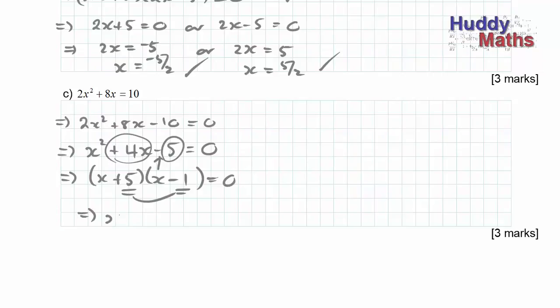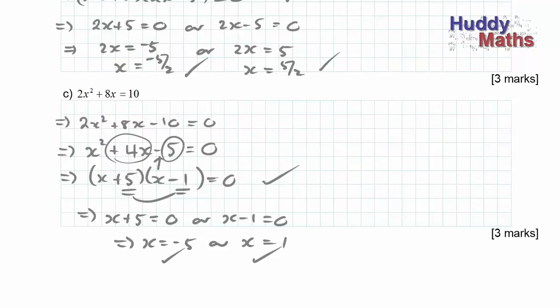Alright, so by the null factor law, the first factor is 0, or the second factor is 0. So x is negative 5, or x is 1. So again, one for the factorising and one for each of the answers there.